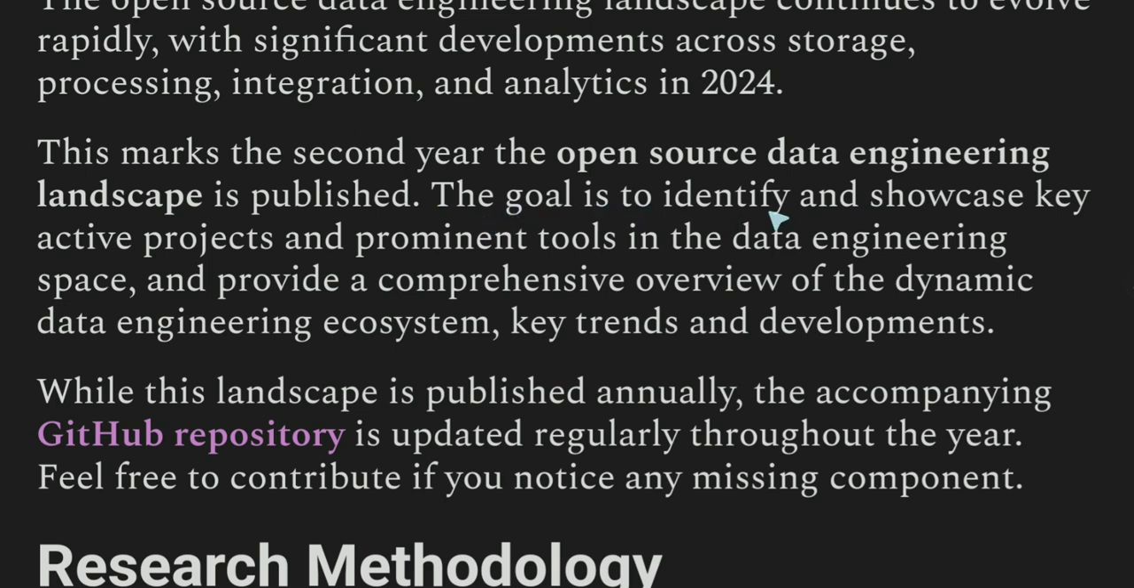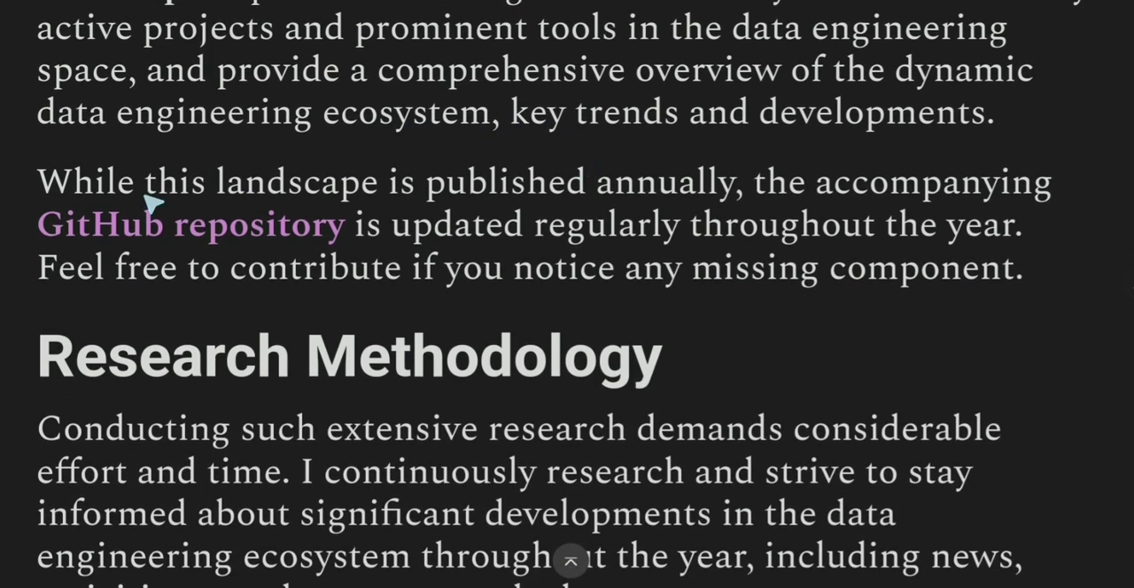This marks the second year the open source data engineering landscape post is published. The goal is to identify and showcase key active projects and prominent tools in the data engineering space and provide a comprehensive overview of the dynamic data engineering ecosystem, key trends, and developments. While this landscape is published annually, as we said, the accompanying GitHub repository is updated continuously throughout the year. Let's have a look at this GitHub repository.